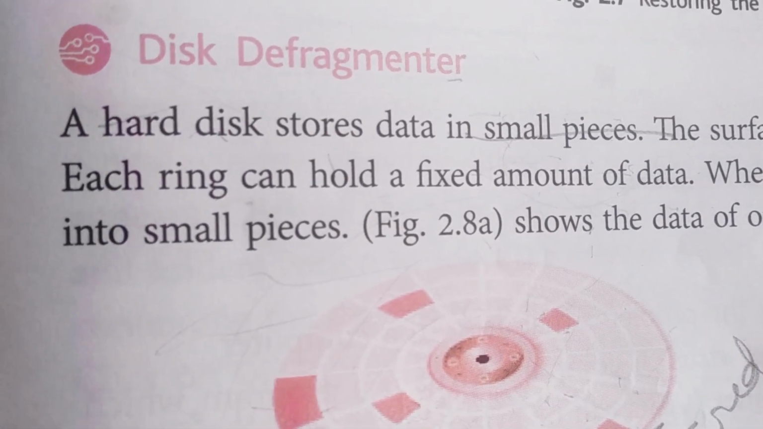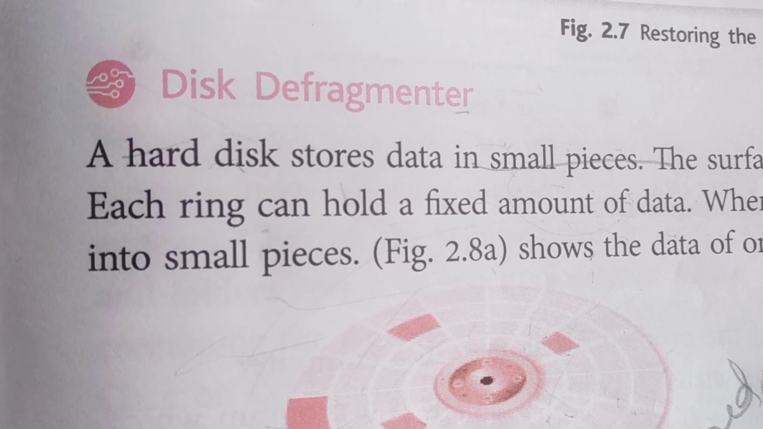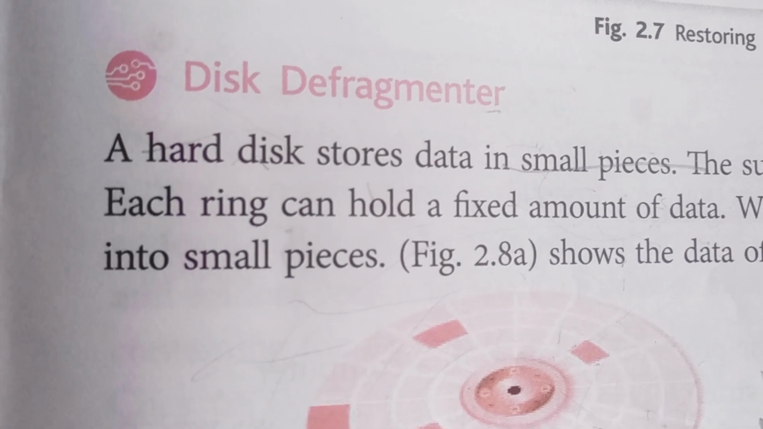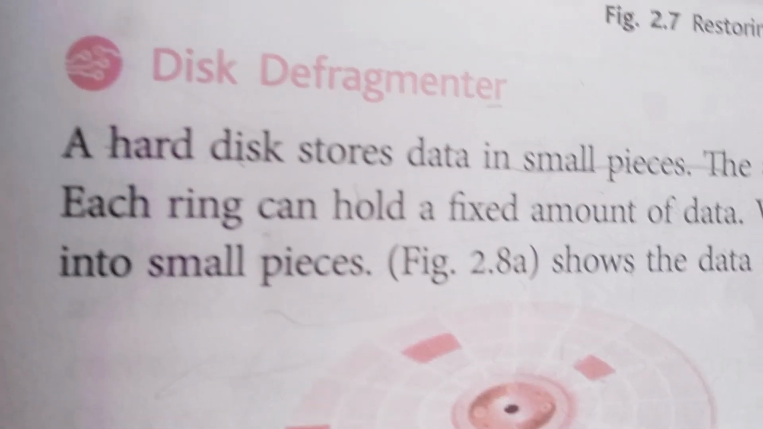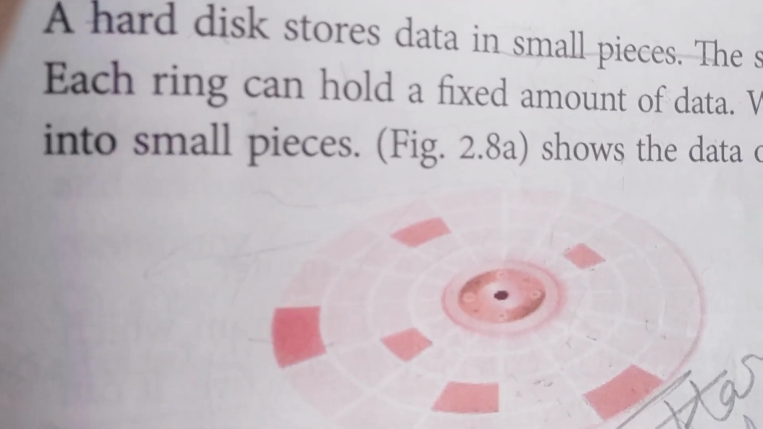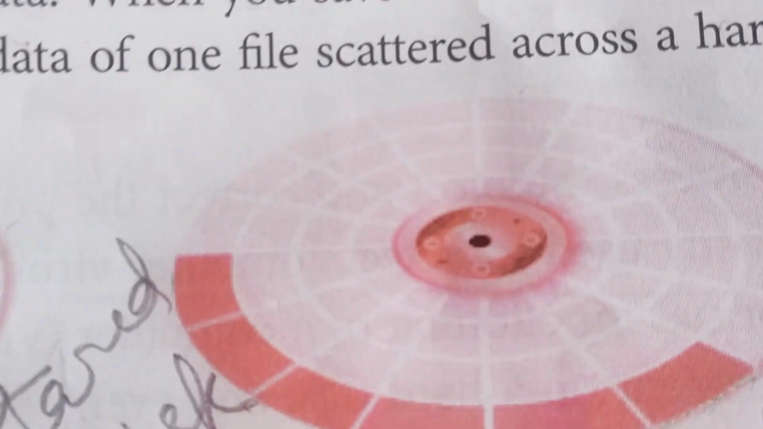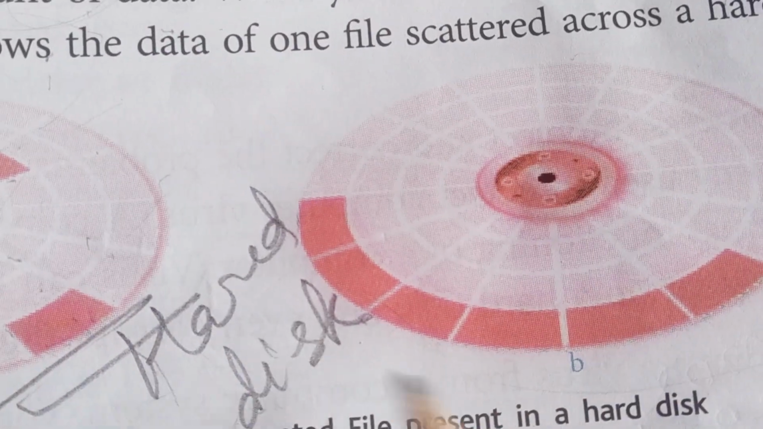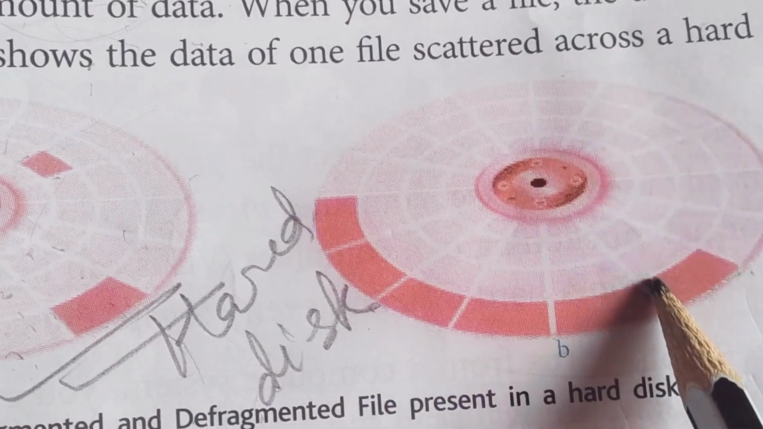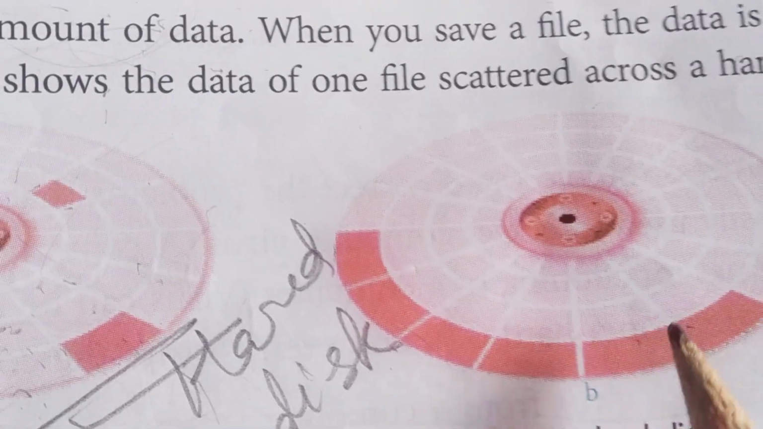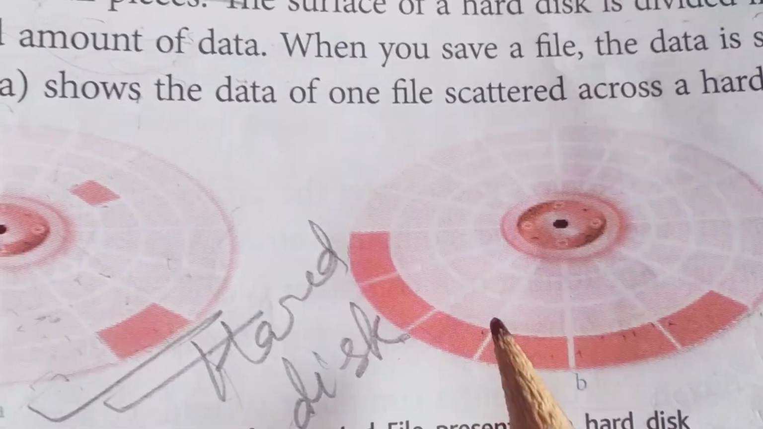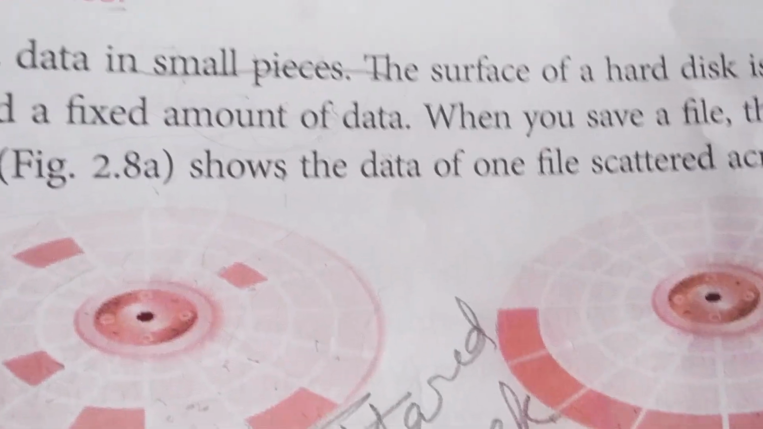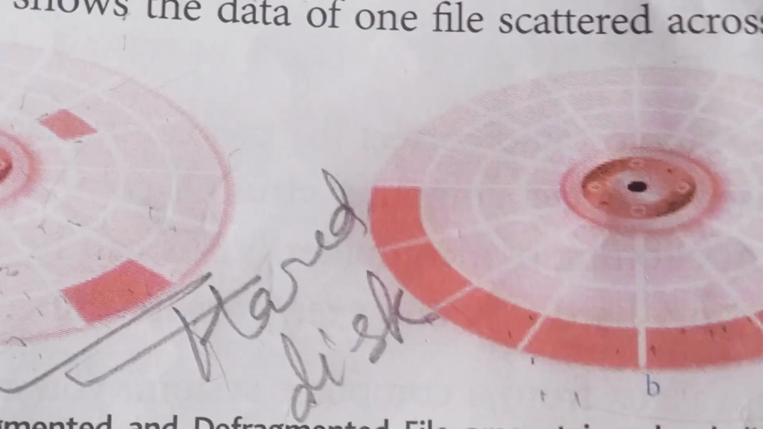So for doing this process, utility software called disk defragmenter is used to move the fragments of a file to one location, like in this ring. In this ring, see here all the data are at one location. So this is how it is done, with the help of disk defragmenter. It is a kind of utility software and increases the processing speed of your hard disk.